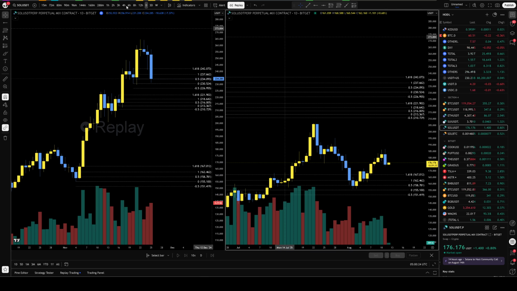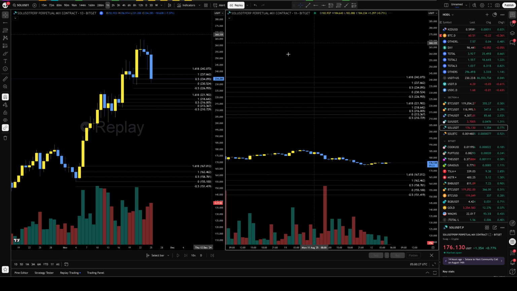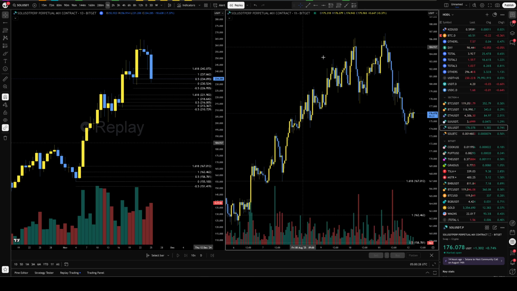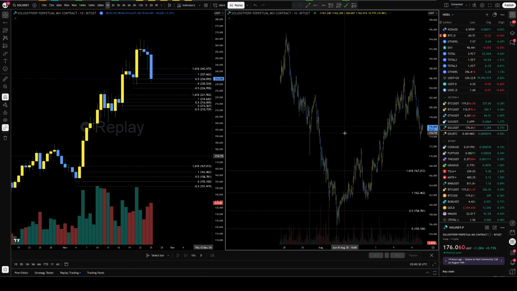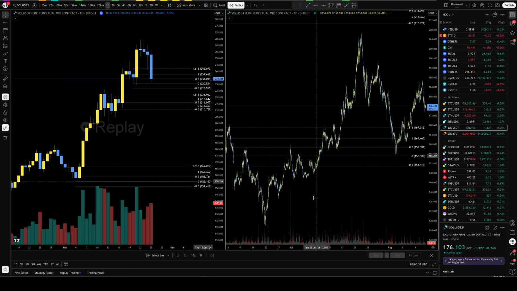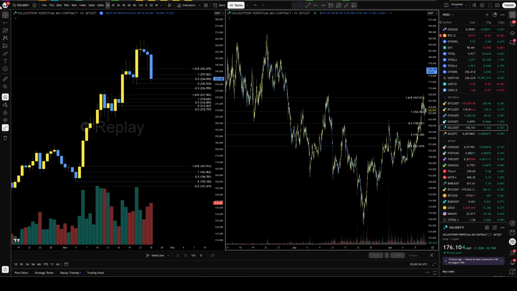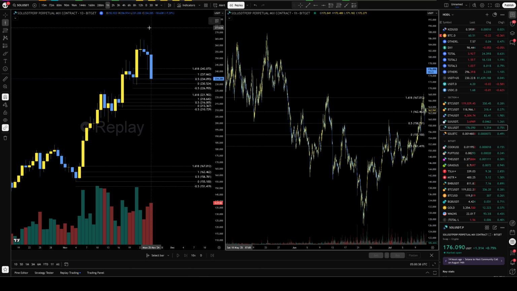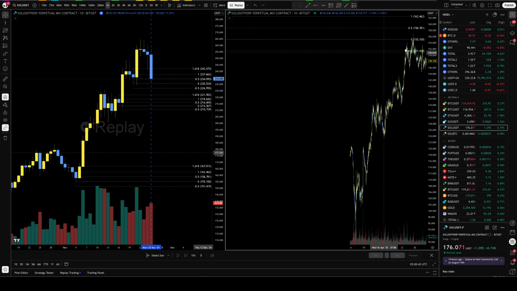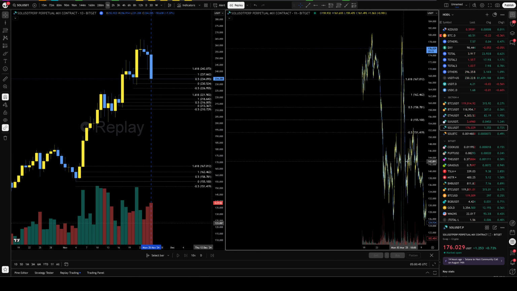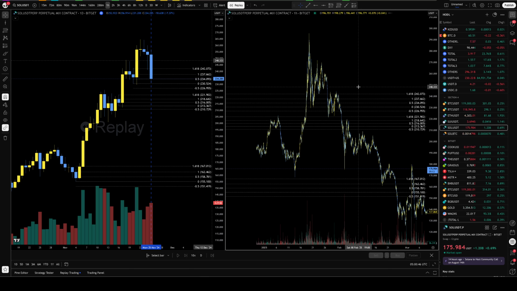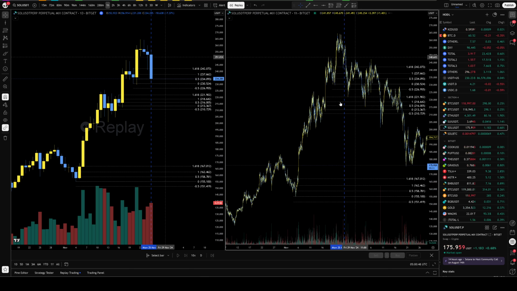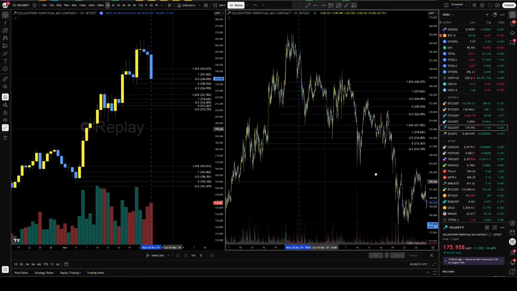So up here on a daily, that to a 1 hour. Sometimes it's hard to tell whether these candles went up and down in the same thing when you're using the replay tool. So we'll put our vertical line there so we can see our point in history. There somewhere. Okay, there we go.